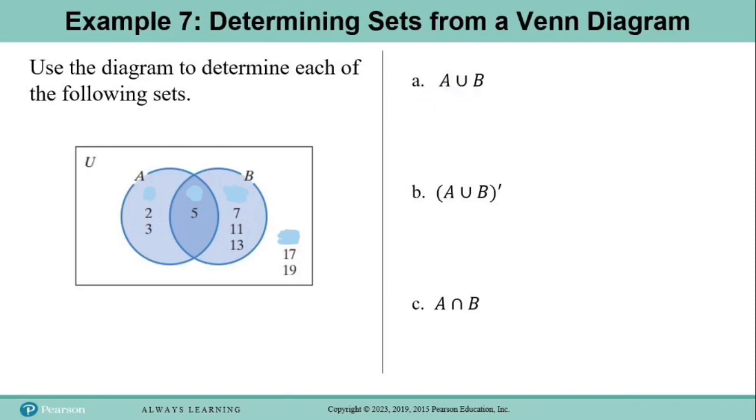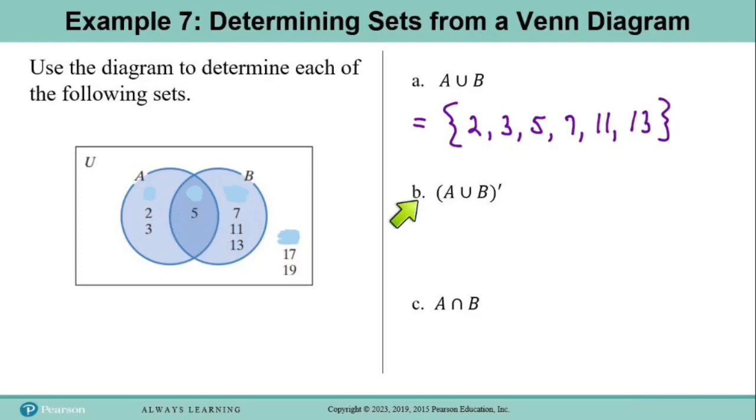And we know that when we find the union of two sets, we want to include all the elements from the first set and all the elements from the second set, but there's no need to list any elements twice. Well, when we look at the Venn diagram, this circle contains all the elements of set A, and this circle contains all the elements of set B. So the elements in the set A union B would just be all the elements that are in these two circles. So it's going to be the set that contains 2, 3, 5, 7, 11, and 13.